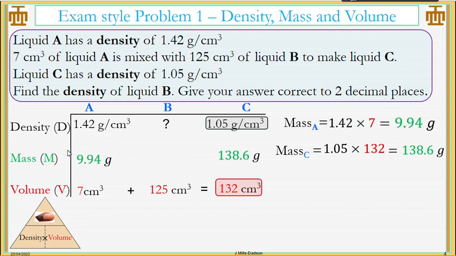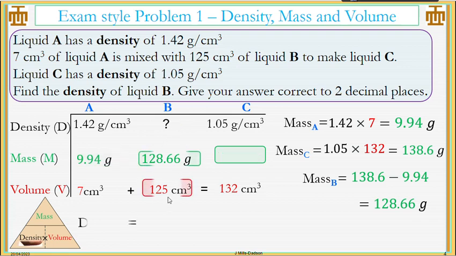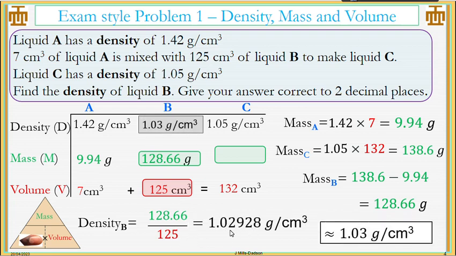So if you know C and A, then you reverse it by taking A away from C, and that will give you B. So to work out the mass of B is mass of C minus mass of A, and that gives us 128.66. Now that we know the mass of B, we can now work out the density of B by using these two pieces of information. If you cover density, this time is mass over volume. So mass over volume, and that gives us 128.66 divided by 125, and that gives us 1.02928 grams per centimeter cubed.